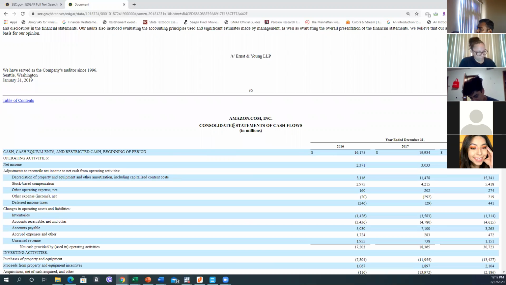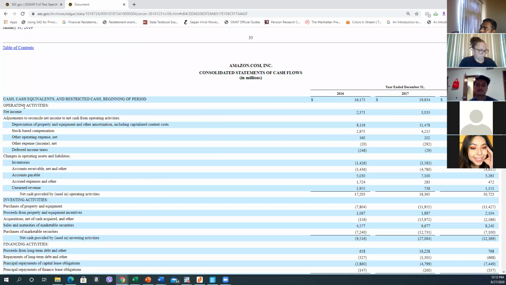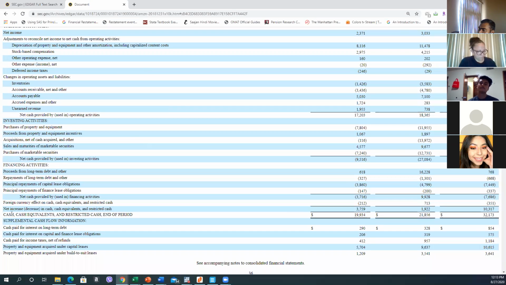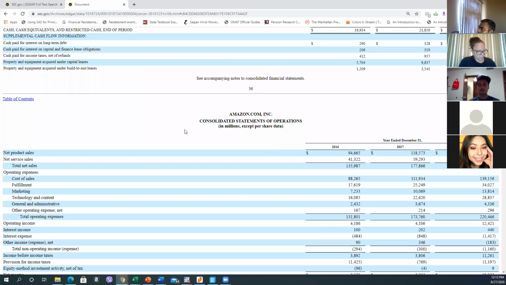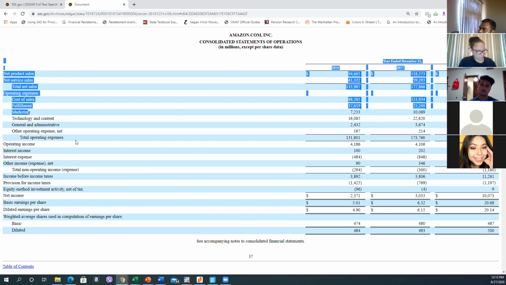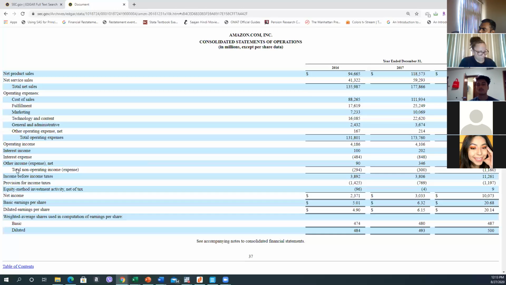And here it is, consolidated statement of cash flow. See that? They have started with the net income. Okay. Then adjustment to reconcile, investing activities, financing activities. These are consolidated statements of operations. Okay. This is the income statement: net product sales, net service sales. Okay. Total net sales, operating expenses, operating income, interest income, and so on.